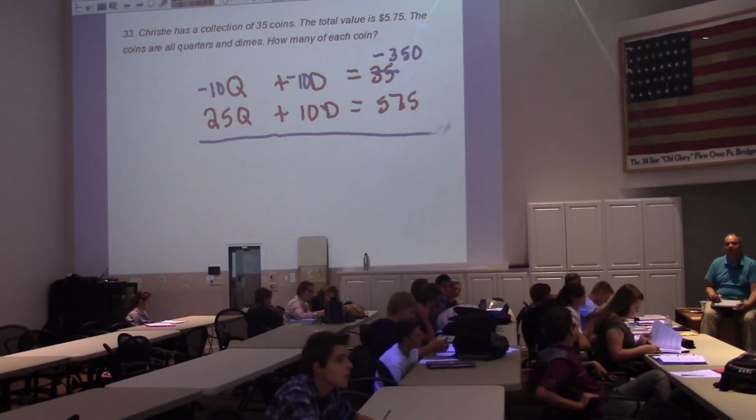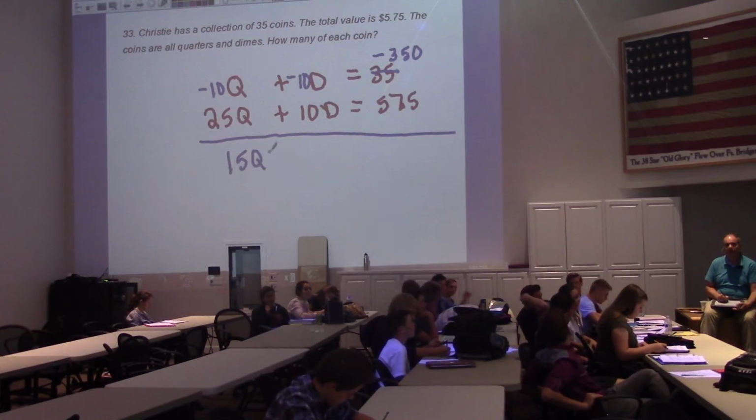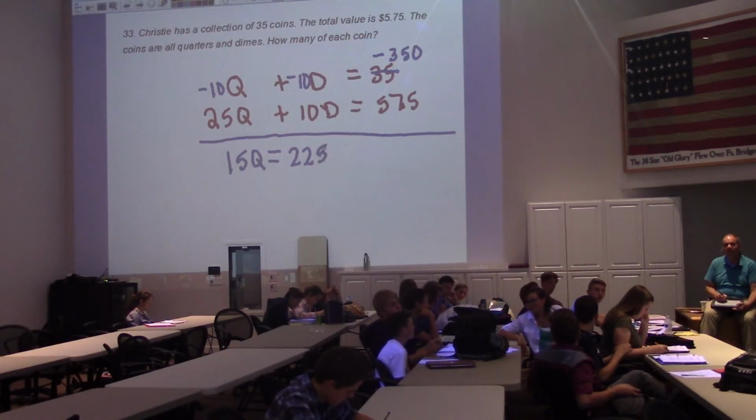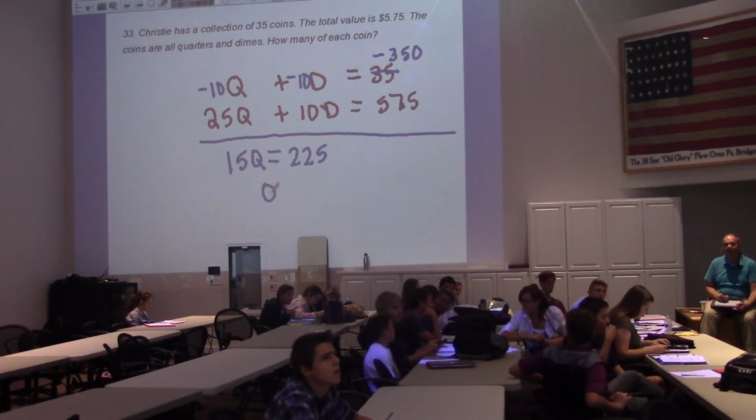Did you guys do it? So 15Q equals what? 225. You're just adding these up. Divide gives you what?